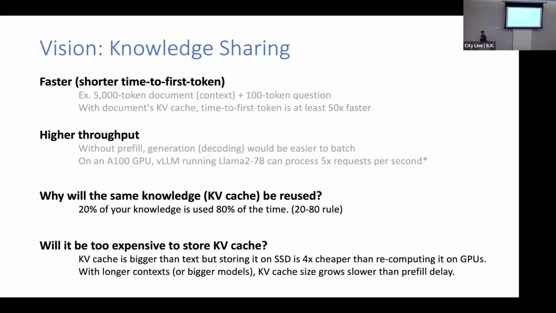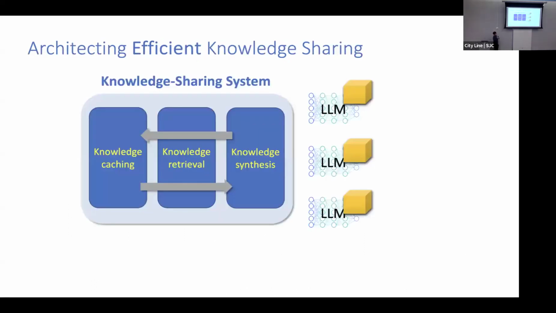And second of all, if you know a little bit of background, you will notice KV cache is pretty big, right? But the good thing is storing KV cache on a device, say an SSD, is actually much cheaper than recomputing the KV cache every time on GPUs. And this gap is going to get even bigger, because with longer context or bigger models, the KV cache size is growing slower than the prefill delay, the computation to create this KV cache. So caching these KV caches is actually a good idea. Now, about the system architecture, I'm not going to talk too much about the details.